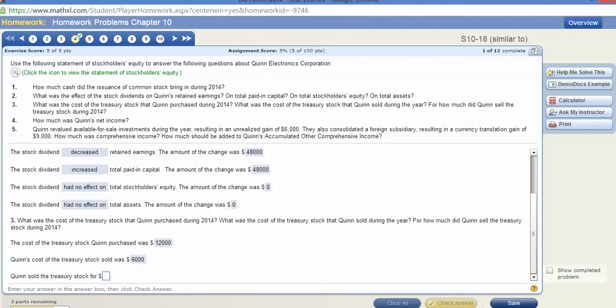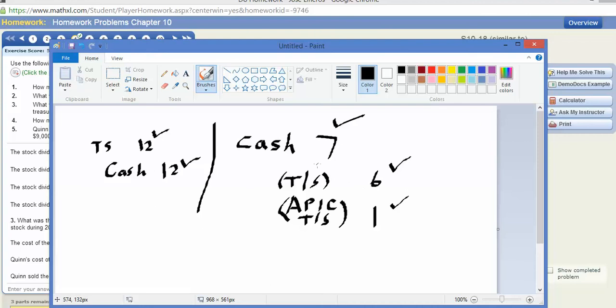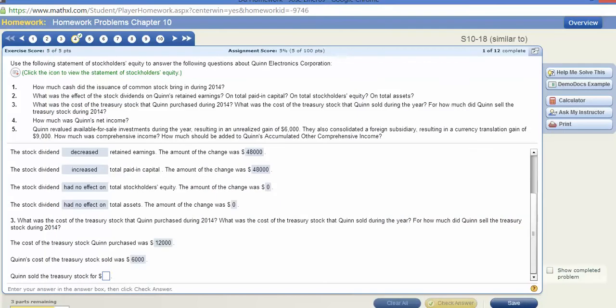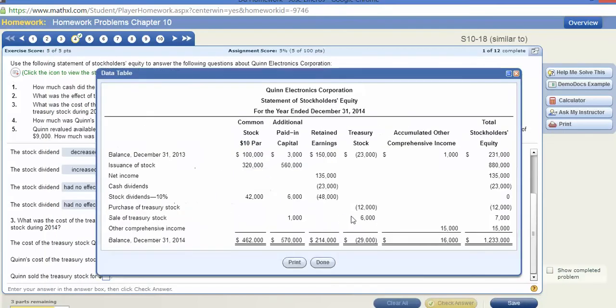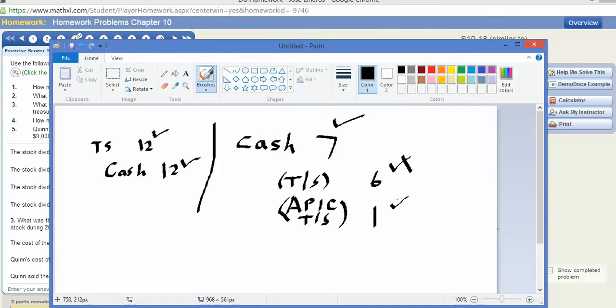Let's look at the next one. The next one's pretty easy. Basically, now you are talking about how much the treasury stock was sold for. We're not talking about buying it, we're talking about selling it. Again, if you look back to your entry, make your entry, the treasury stock cost basis was 6,000. The additional paid-in capital, I'm taking that right from here. 6,000, 1,000 is the additional paid-in capital.